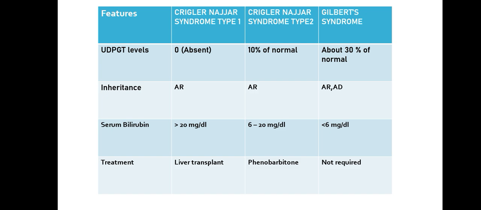In Crigler-Najjar type 1, serum bilirubin is more than 20 mg per deciliter, so there is increased risk of kernicterus and death usually occurs within infancy. In Crigler-Najjar type 2, the bilirubin is between 6 to 20 mg per deciliter. In Gilbert syndrome, it is less than 6 mg per deciliter. Crigler-Najjar type 1 can be treated with liver transplant. Crigler-Najjar type 2 can be treated with phenobarbital as it is an enzyme inducer. It induces the level of UDP glucuronosyltransferase. Gilbert syndrome does not require any treatment.